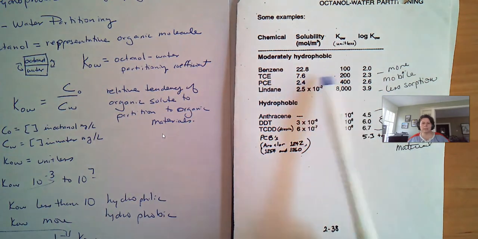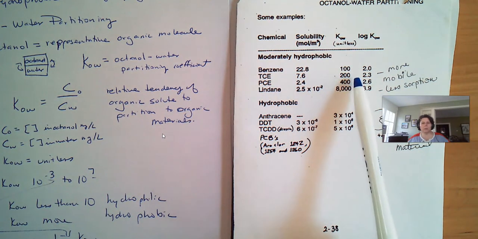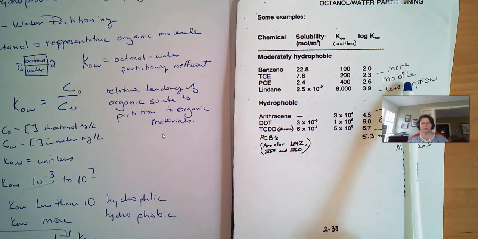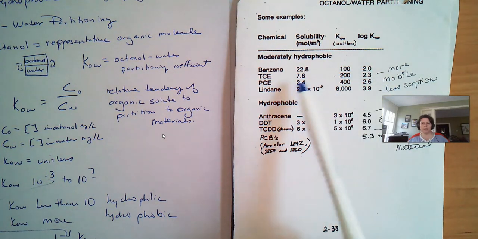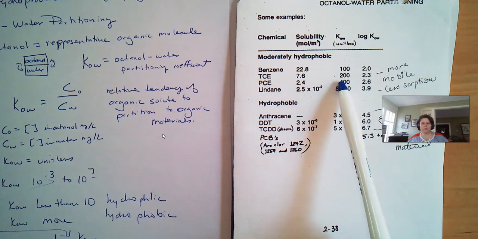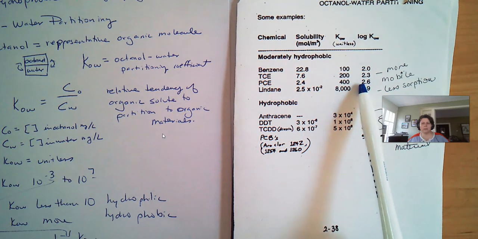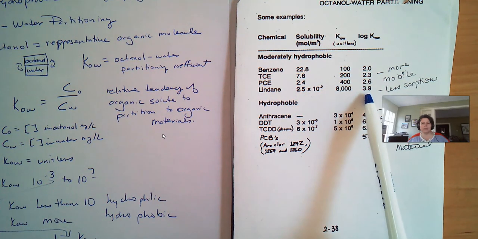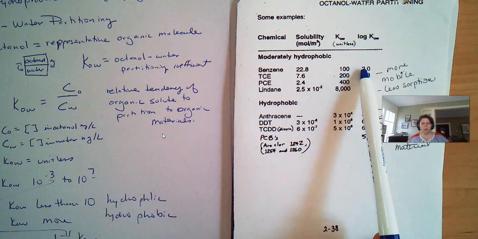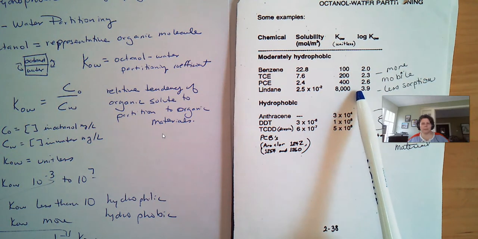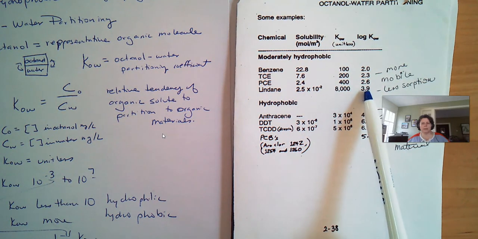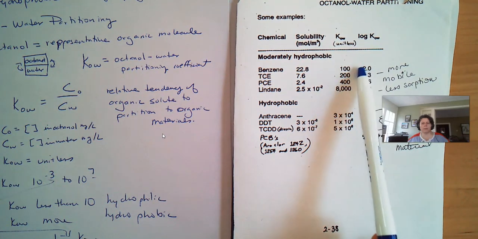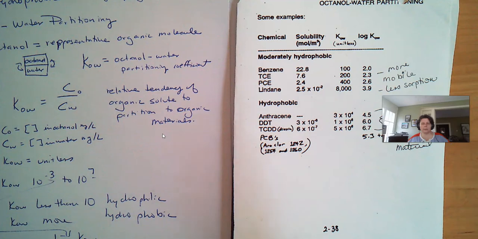TCE is 7.6, so it is less soluble inside of the water. So it has double the KOW, so it's a log of 2.3. So we have PCE is 2.4, so 400, 2.6, and then lindane, which is 8,000. So this one is more mobile, and this one is less mobile inside of the system. So lindane, as having a higher log KOW, has more absorption in here. There's less absorption for the benzene, so it'll move faster than a compound with a higher number in that system.